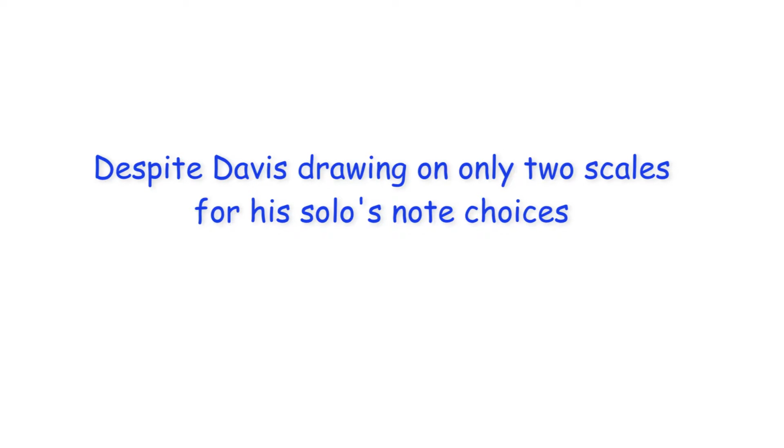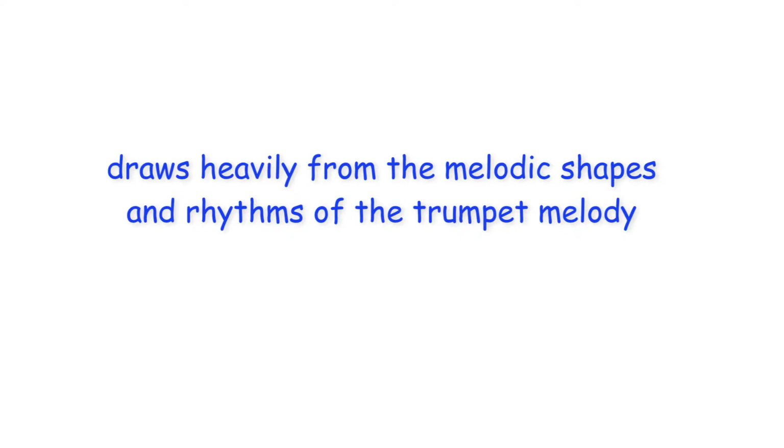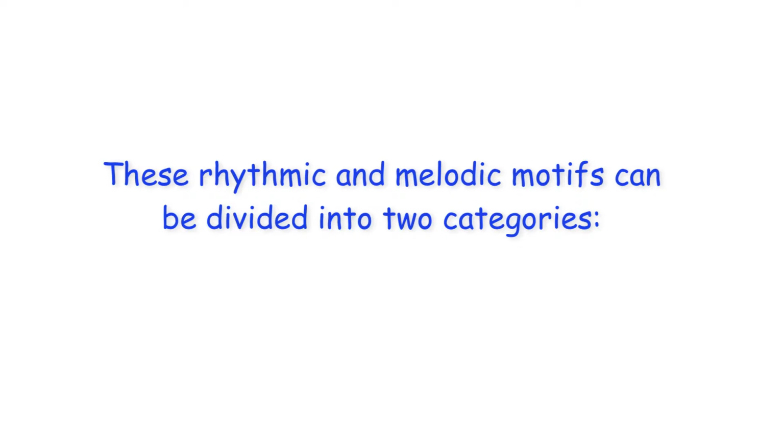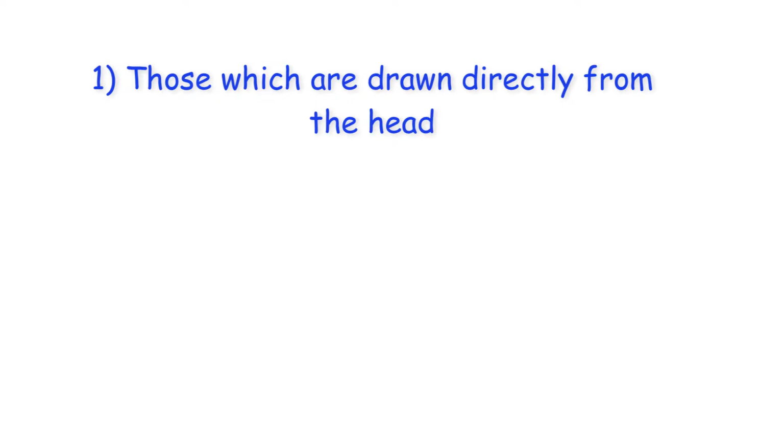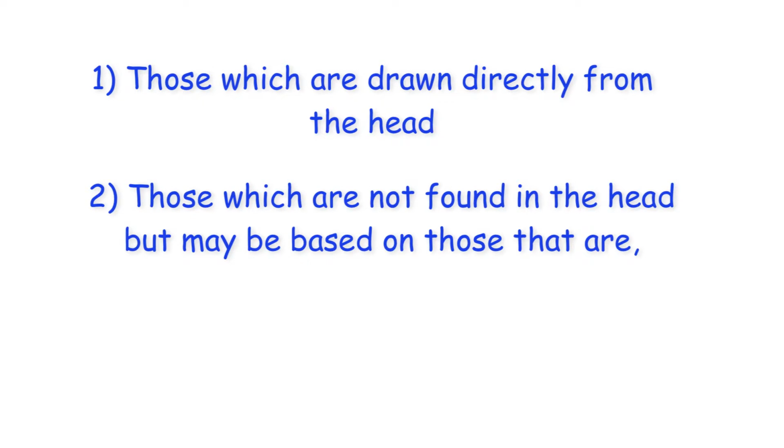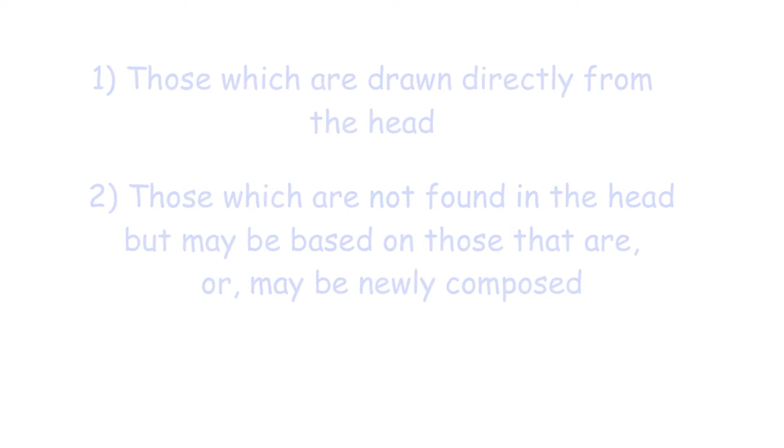Despite Davis drawing on only 2 scales for his solo's note choices, the melodic and rhythmic components of a solo draw heavily from the melodic shapes and rhythms of the trumpet melody in the head's tune. These rhythmic and melodic motifs can be divided into two categories: those which are drawn directly from the head's tune, and those which are not found in the head, but may be based on those that are or may be newly composed.